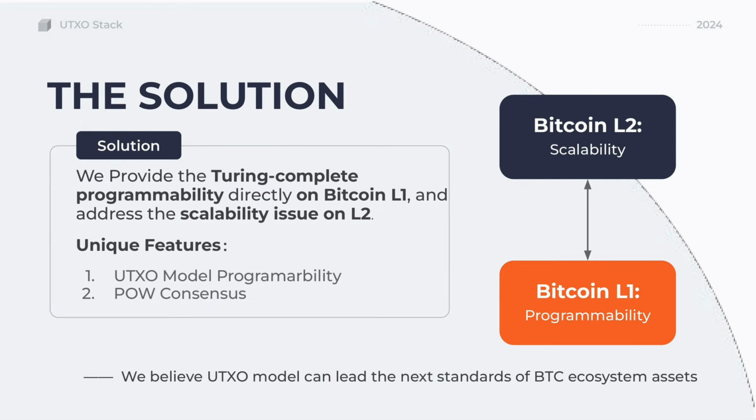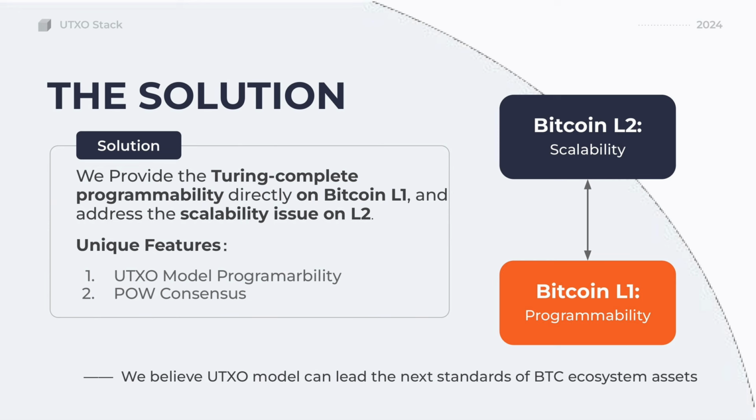So our solution is here. It's simple. We make programmability directly on Bitcoin layer 1, and with this programmability, we do the extension on layer 2 to make it scalable. So that's the basic diagram for our solution.